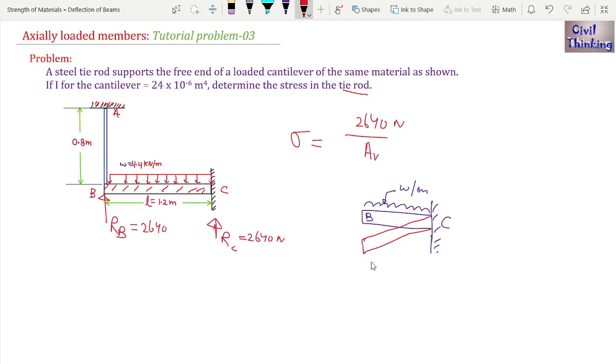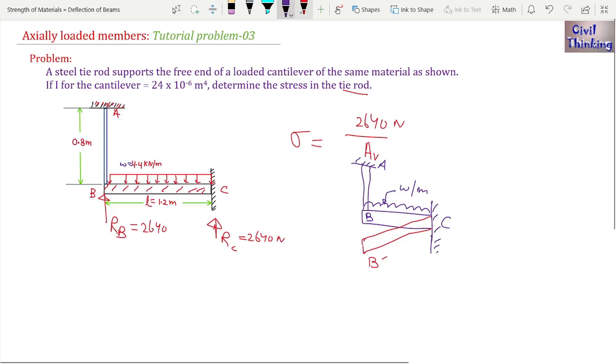Okay, now let me call this B dash. This beam will bend into something like this. Now at B the tie rod is connected, right? The tie rod is connected here like this, right? Now when B has bent like this, the BC beam has bent to B dash C, right?